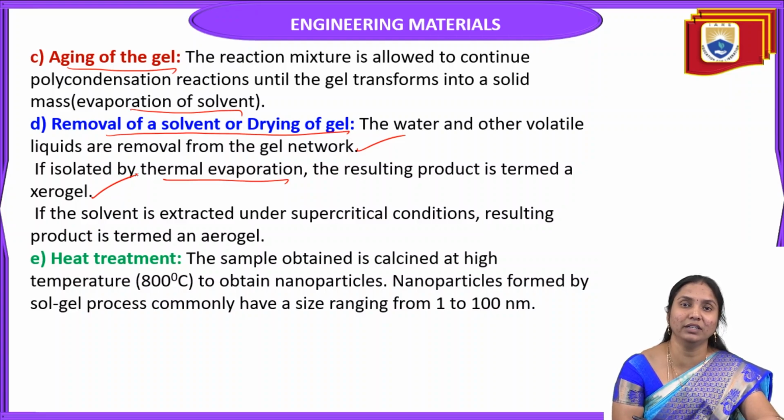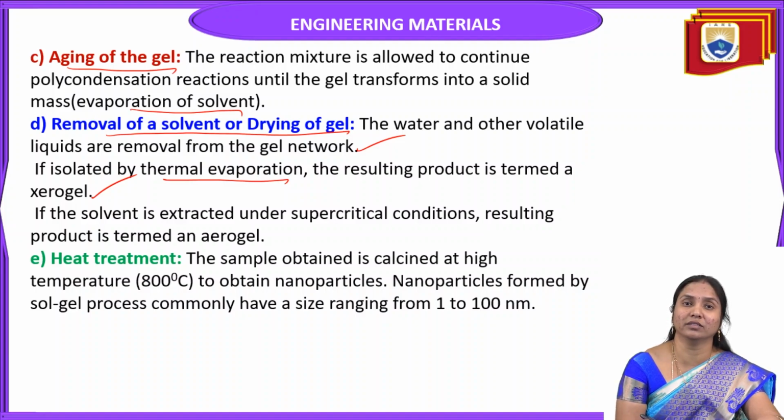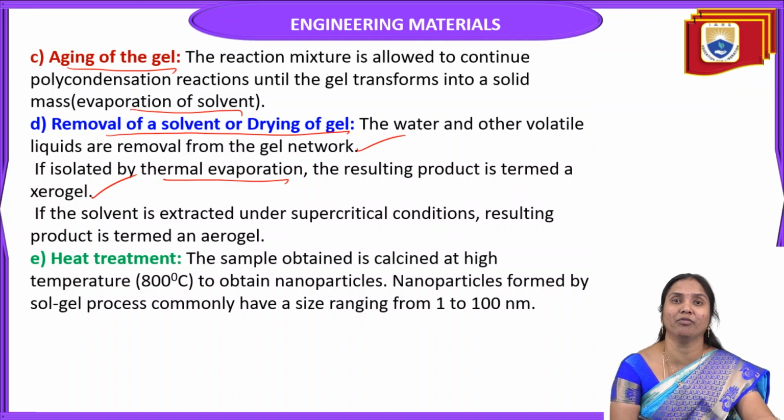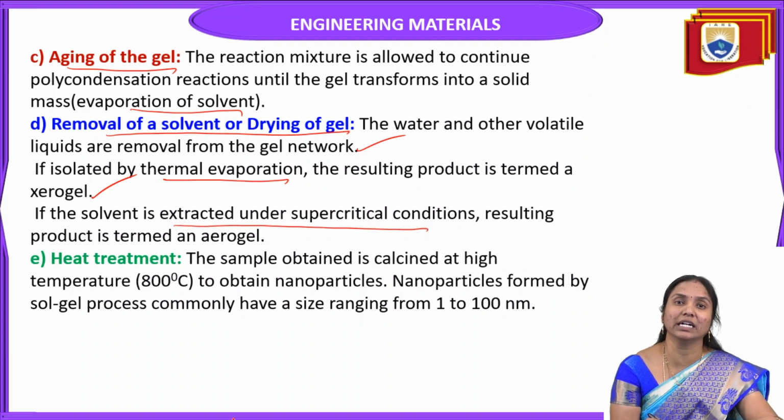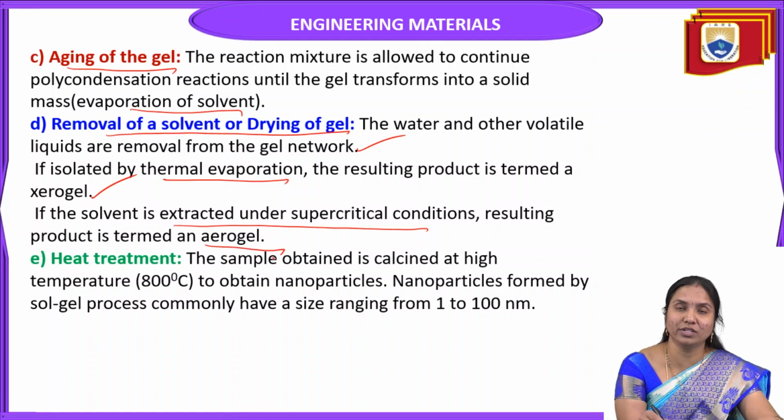Just now we discussed this already. So this polycondensation reaction still continues. Then we can remove the solvents present in that sol, that means gel or solid mass. Here that solid mass is isolated by thermal evaporation. So the resulting product is called xerogel. And if the solvent is extracted under supercritical conditions, the resulting product is named aerogel. Aerogel.